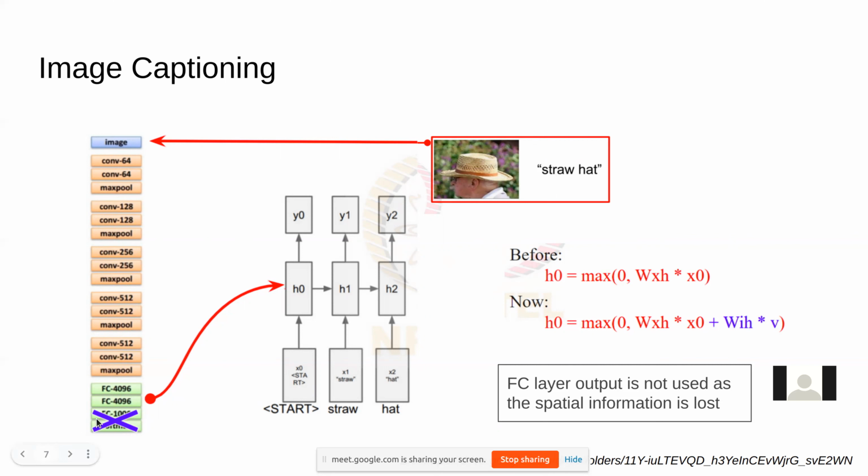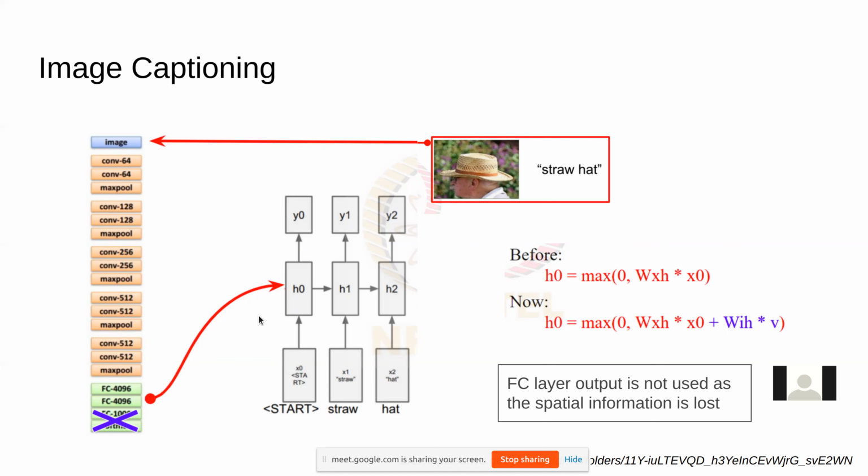Now, one thing is that because we are not doing the classification task, we are trying to predict the sequence of words which can describe this image content. We will use this fully connected layer features. So this is just before the classification layer. So we take the output of this fully connected layer and feed it to the recurrent neural network at the initial phase.